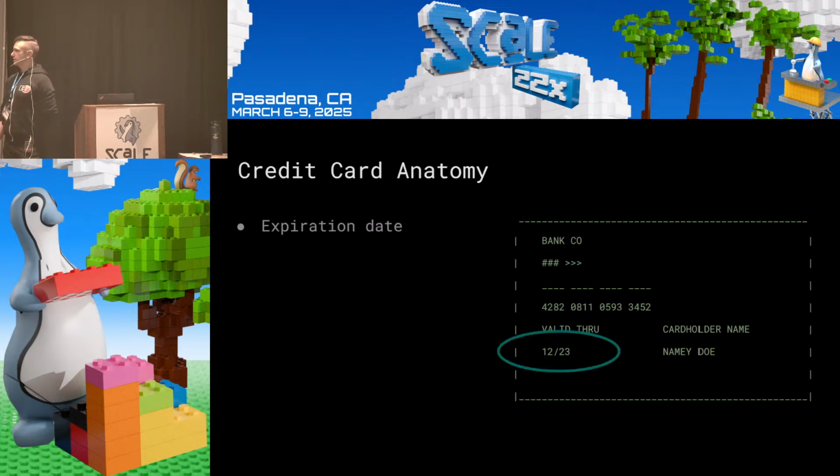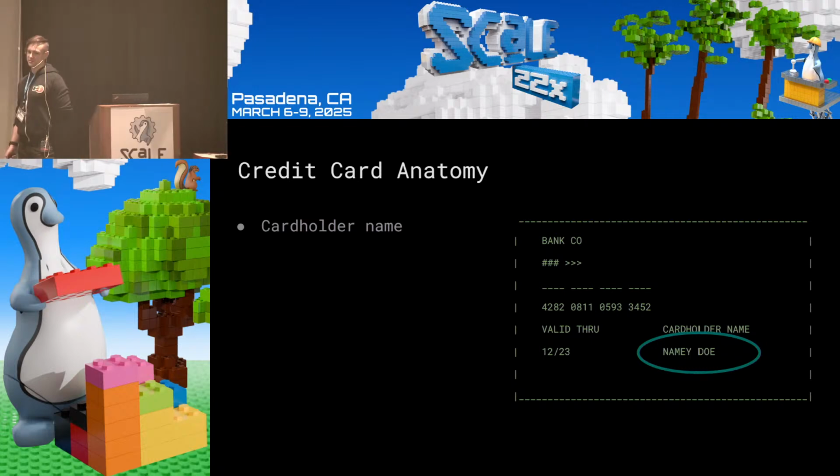Expiration date: it's not just an expiration date, that specific date is also used to validate the card when you're using it. Card holder name, which, believe it or not, is almost never verified in any sort of way, particularly online.